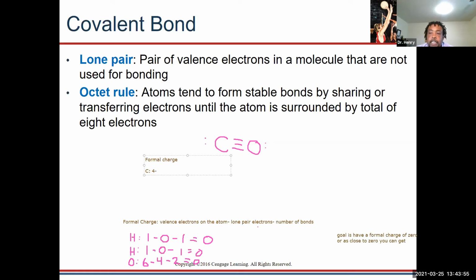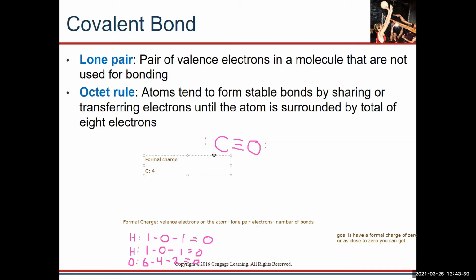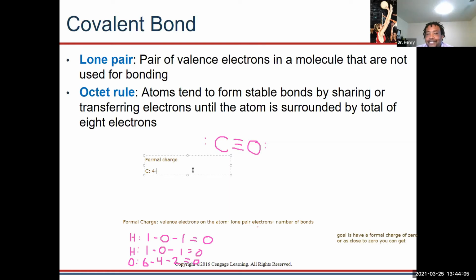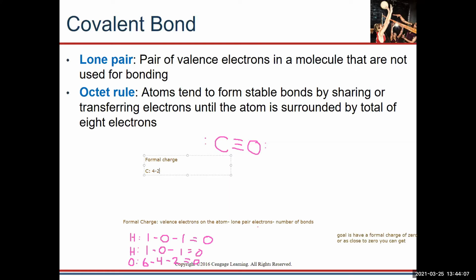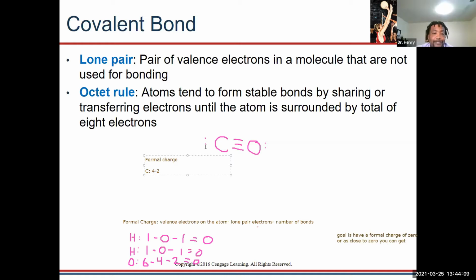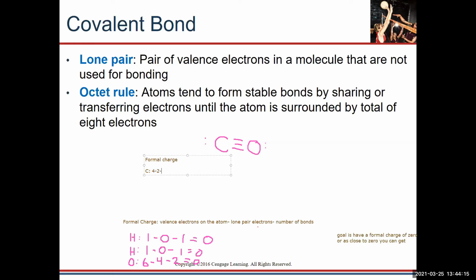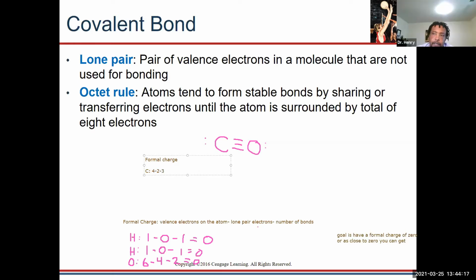Minus, how many lone pair electrons do we have? Lone pair electrons, 2. So we have 2, right? And then how many bonds do we have? 3. Okay. So we add this up. This guy gives us -1.